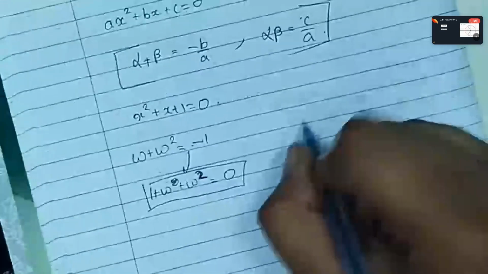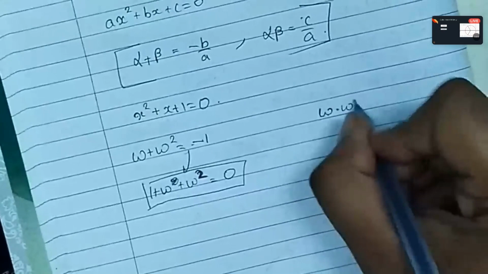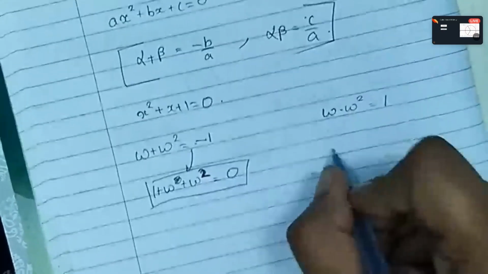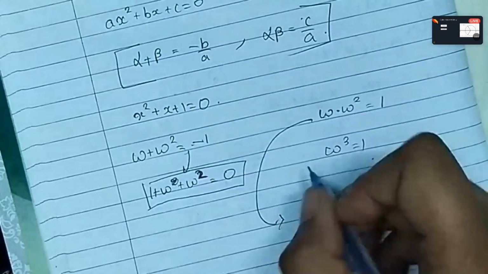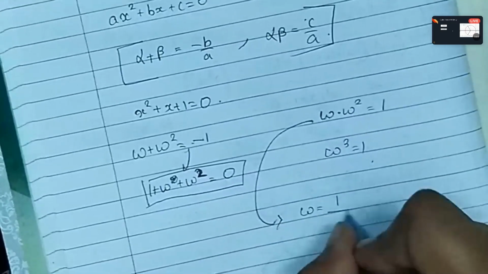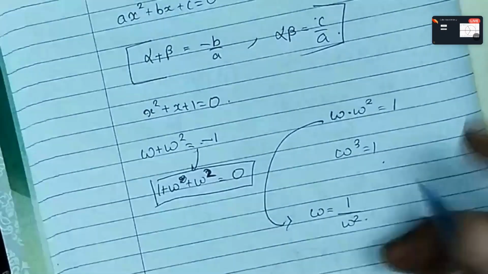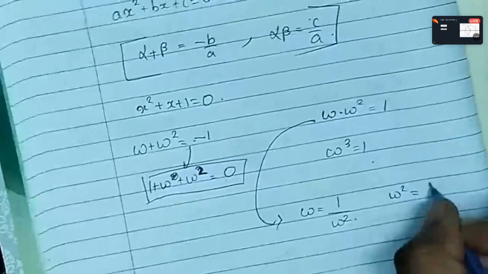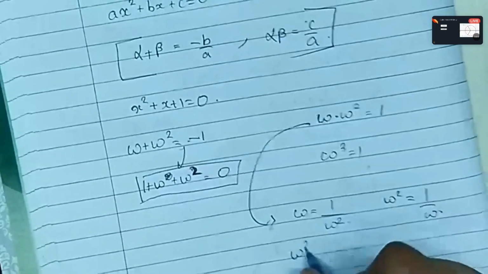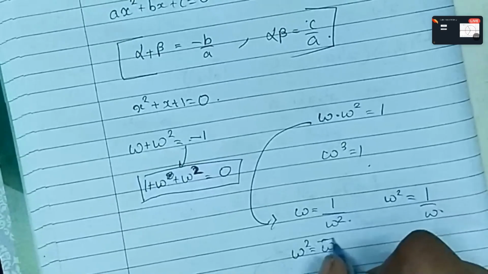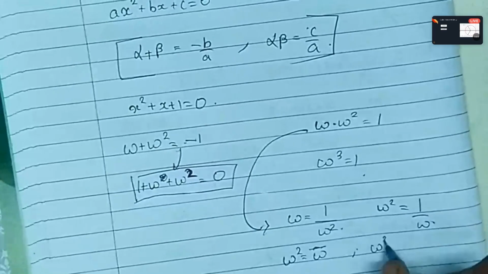And if we take the product of them, it is omega into omega square is equal to 1, or omega cube is equal to 1. But we can also derive from this that omega is equal to 1 upon omega square, and omega square is equal to 1 upon omega. And now we can say that omega square is equal to omega conjugate, and omega square conjugate is equal to omega.